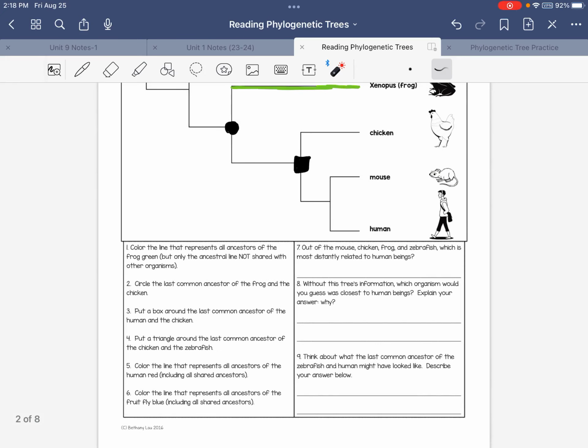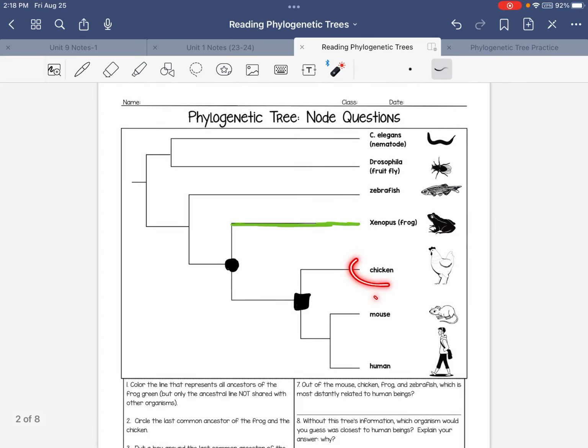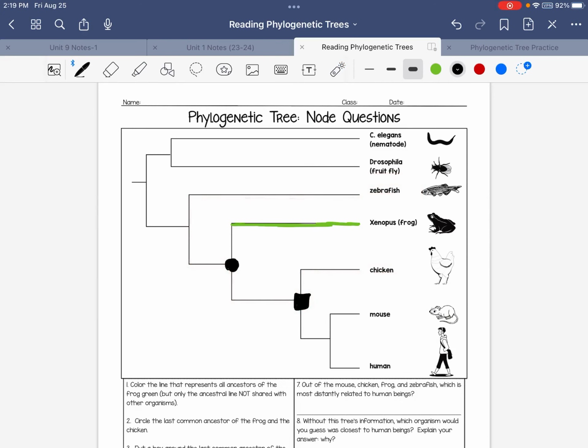Okay, number 4, put a triangle around the last common ancestor of the chicken and the zebrafish. So we got our chicken here, zebrafish up here. We're going to see where they intercept. There's the chicken. Oh, there's the zebrafish. So we'll throw a triangle there, and that's their common ancestor.